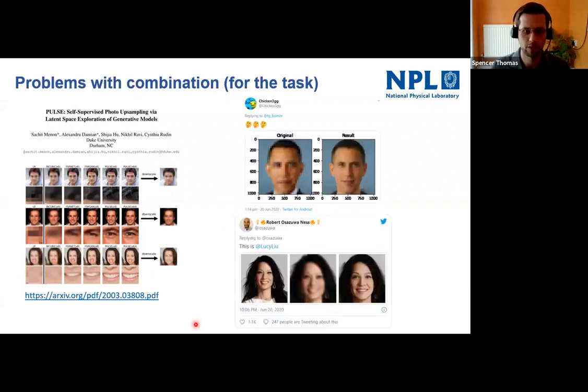But there have been some fairly publicized issues with this data in terms of the sample data being used. So here we've got a blurred picture of Barack Obama that has been reconstructed to a white man, and then the same thing with Lucy Liu. And so this has caused a lot of debate in terms of the bias in machine learning and these kind of problems.